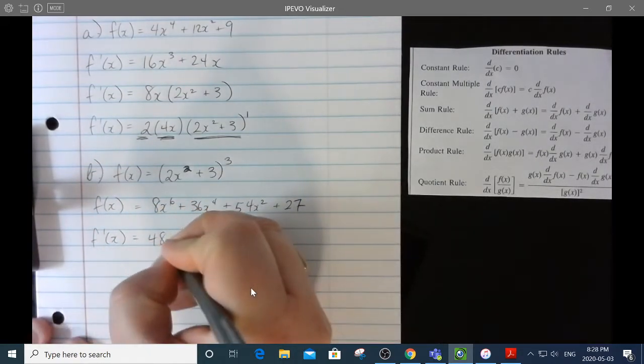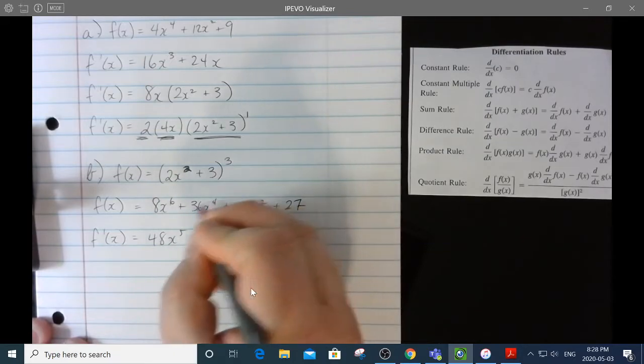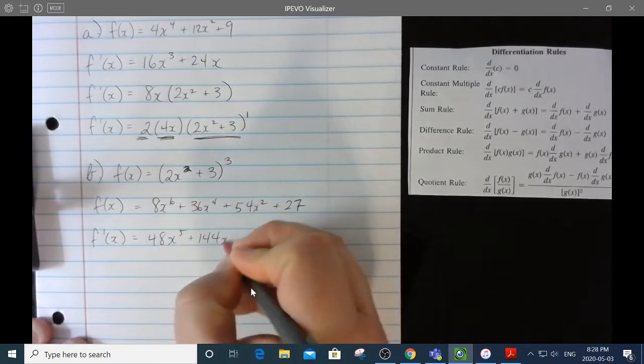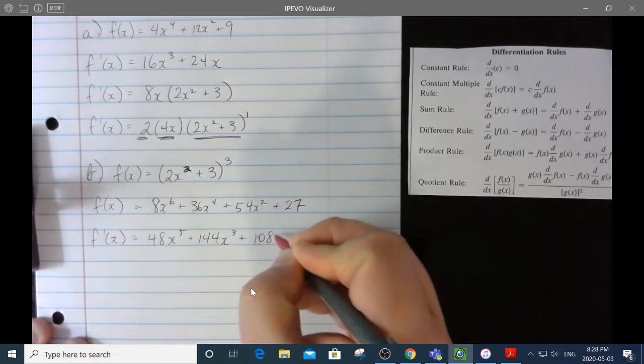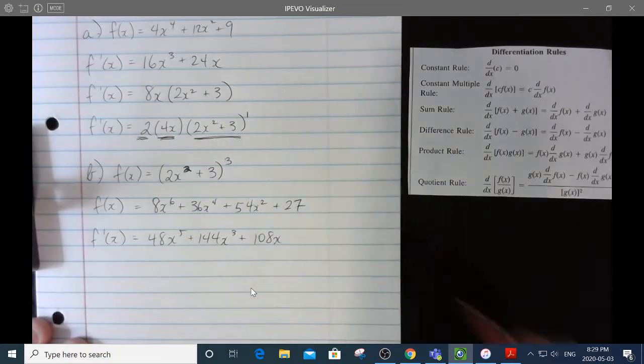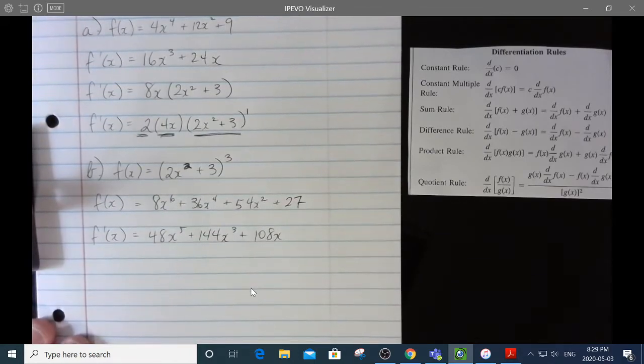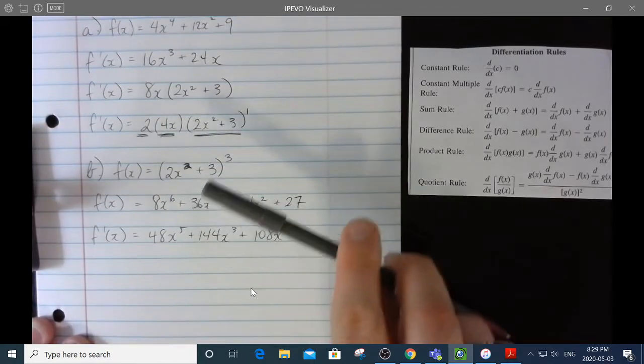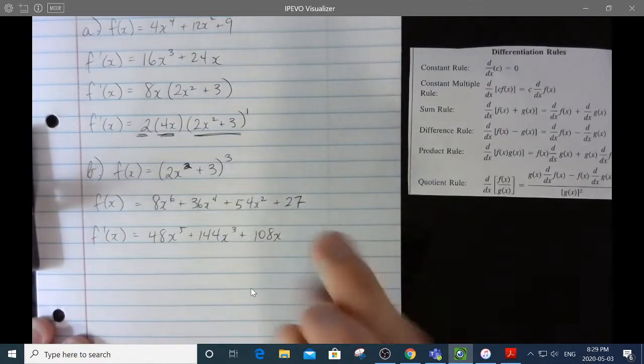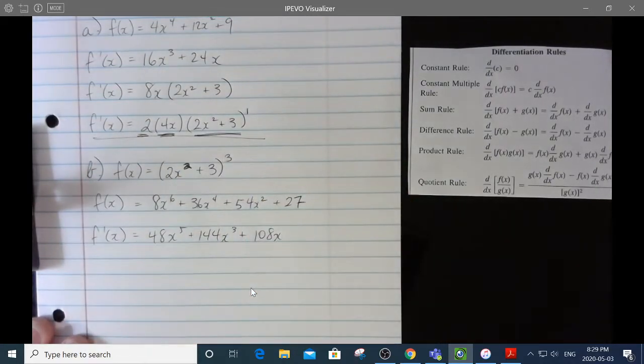6/8 is 48, and then x to the 5. 4/36 is 144, 2/54 is 108, and as always, the derivative of a constant is nothing. So looking at that, can I make this somehow look again like some version of that, the way that I did for the first one? And the answer is yeah, I can.